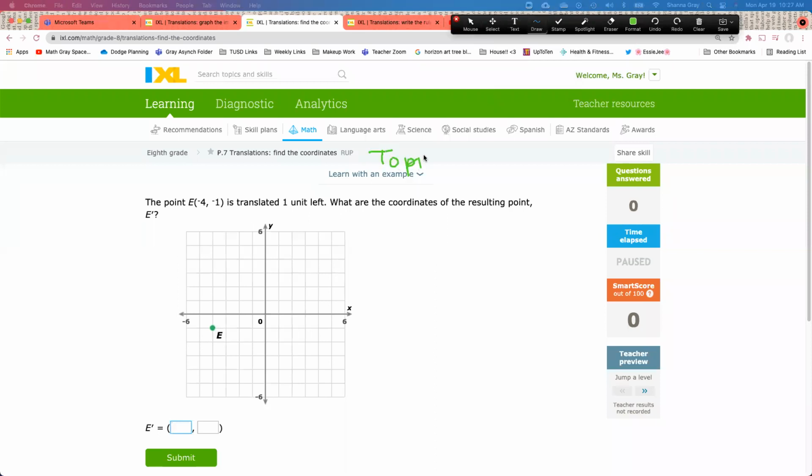So this one is topic RUP. And on this one, it's just asking you to find the coordinate. So instead of marking the point, you're going to type in the coordinate. So if I were to go through and figure this out, -4, -1, if I translate that 1 unit to the left, it ends up here. So E prime is there. So I just need to type in the coordinates for that.